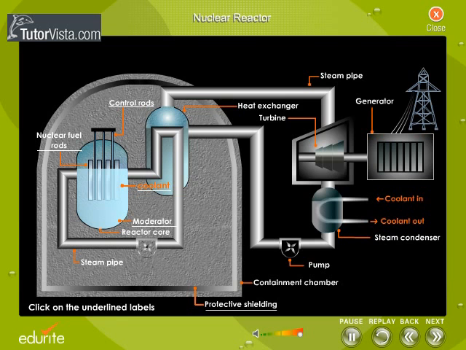Coolant. A coolant is used to absorb heat from the reactor core. Most nuclear power plants use water as coolant. In many reactors, the coolant and the moderator are one and the same.